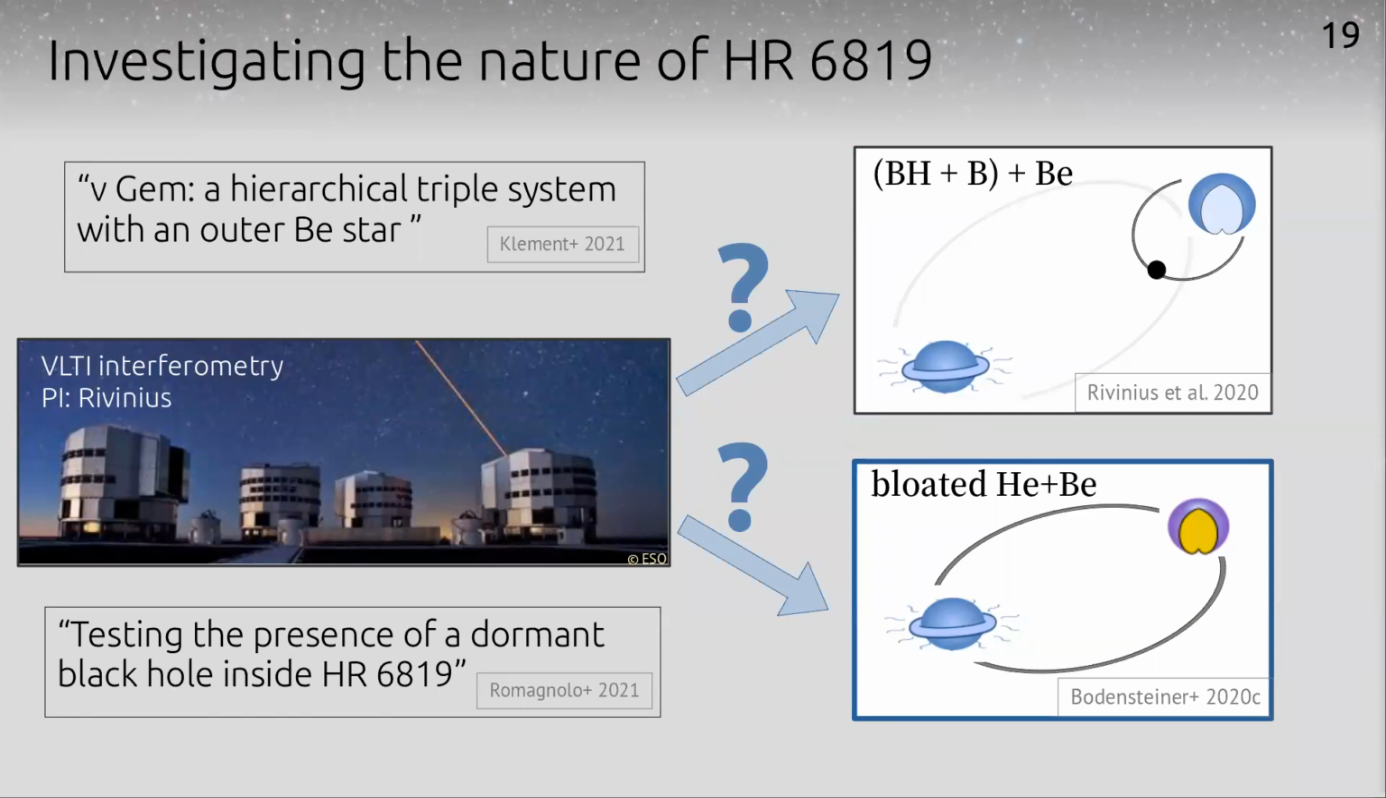But if we for a second assume that we can explain the system according to the binary channel, then I want to show what we can learn from these sorts of systems. So let's assume the system has formed according to the binary channel, and that what we have determined in terms of parameters of the system is correct. So we have a mass for the Be star, we have a mass for the stripped star.